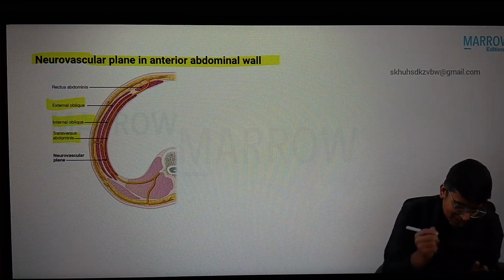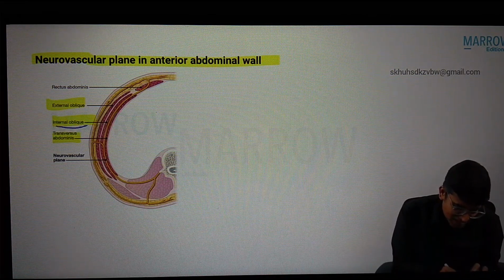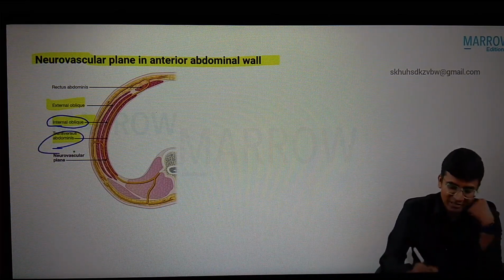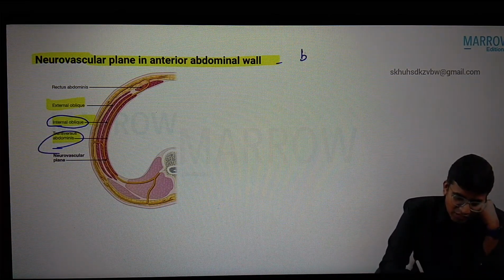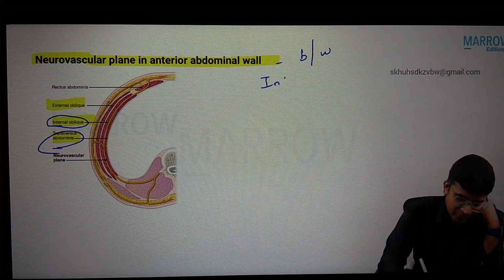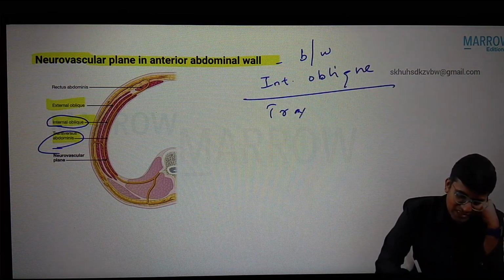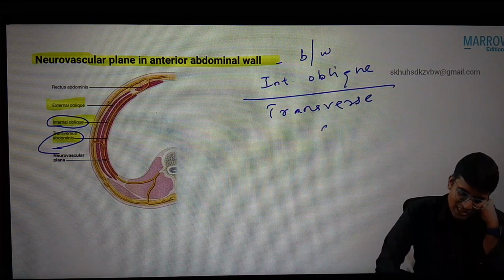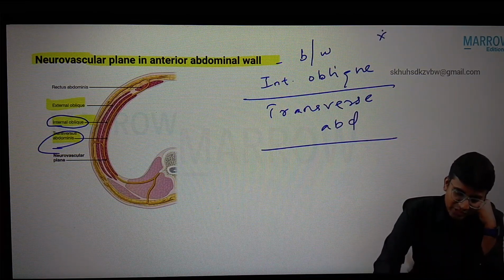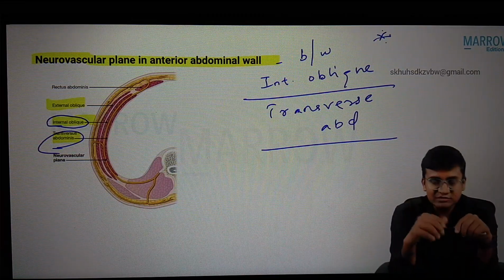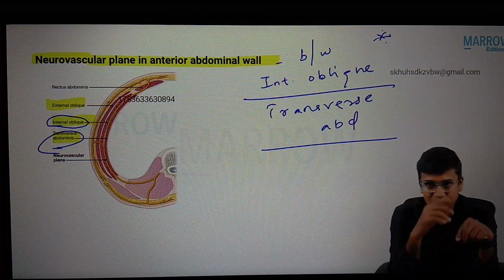Now, see the nerve. The nerve is passing between which two muscles? Internal oblique and transverse abdominis muscle. So, the neurovascular plane in the anterior abdominal wall is present between internal oblique and transverse abdominis muscle. This is very important. All the arteries and nerves in the anterior abdominal wall pass between internal oblique and transverse abdominis.